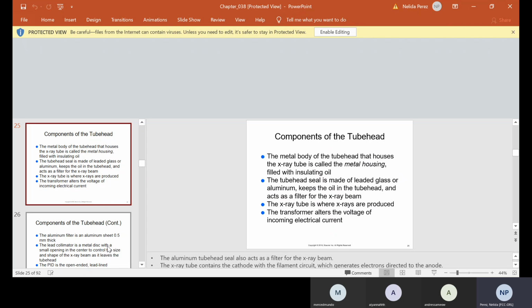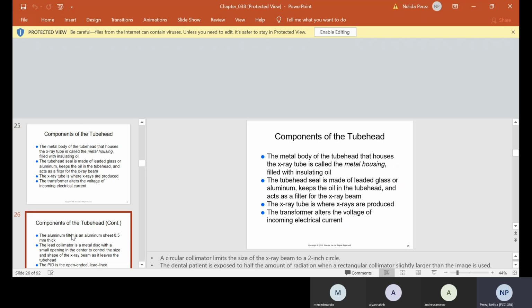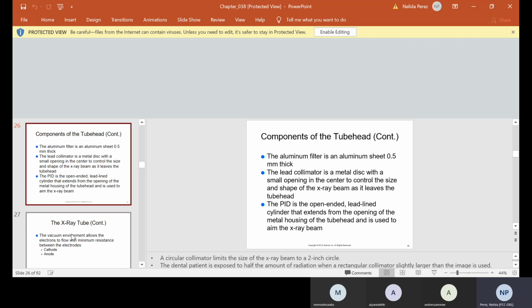The tube head seal is made of leaded glass or aluminum and keeps the oil in the tube head and acts as a filter for the x-ray beam. The x-ray tube is where x-rays are produced, and the transformer alters the voltage of incoming electrical current. The aluminum filter is an aluminum sheet 0.5 millimeters thick. The lead collimator is a metal disc with a small opening in the center to control the size and shape of the x-ray beam as it leaves the tube head.